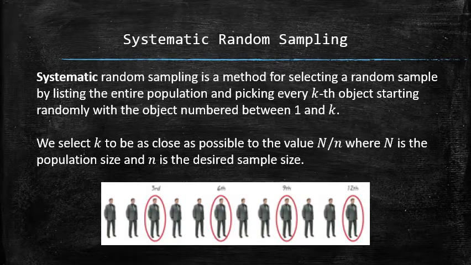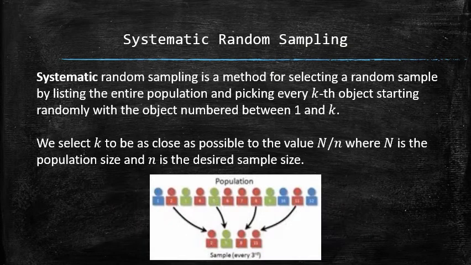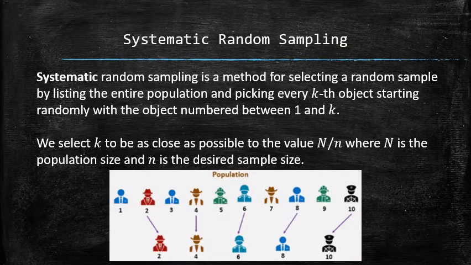Here's an example for picking every third person from a population of size 12, starting with number 3. Here's an example for picking every third person from a population of size 12, starting with number 2. Here's an example for picking every second person from a population of size 10, starting with number 2.